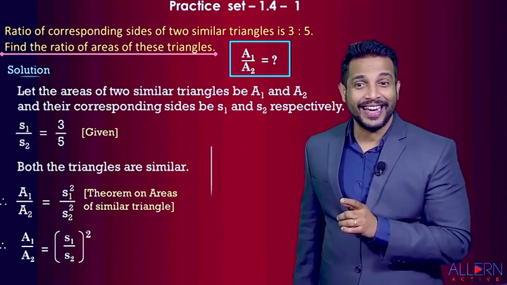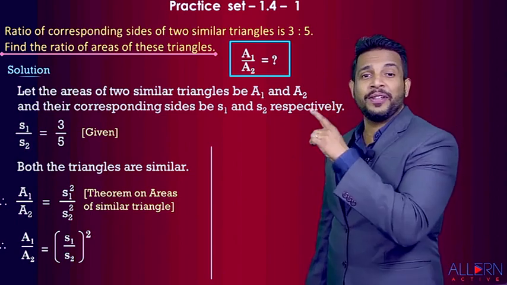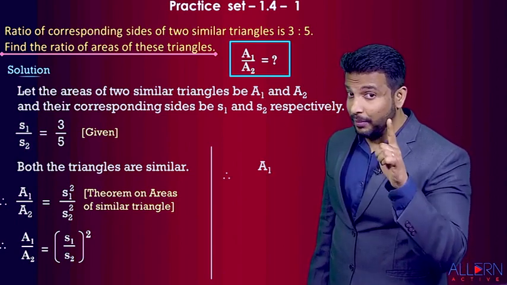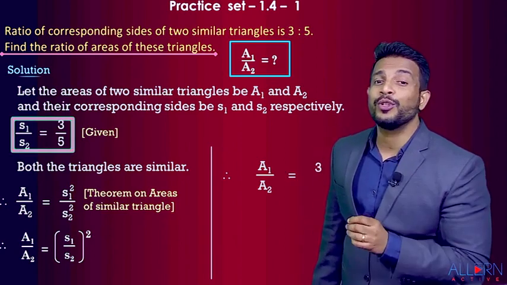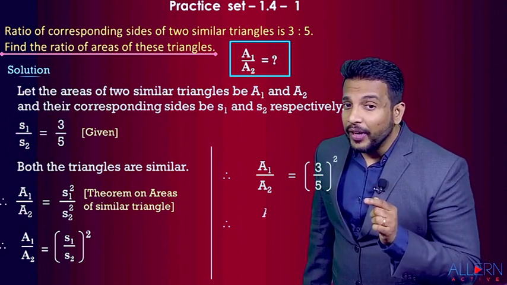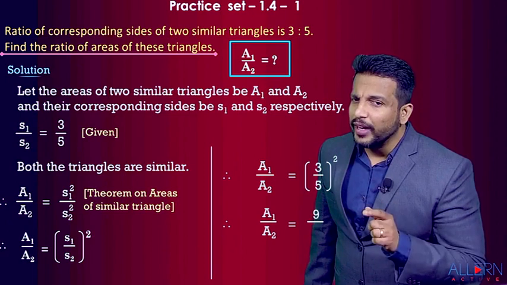Right? Now, is that clear? Now what we can do is, S1 upon S2 we know. How much is that? 3 upon 5. So let's substitute that value now. This is a very critical step. Very important. A1 upon A2 is equal to 3 upon 5 the whole square. Now we can substitute that value. Now what is A1 upon A2 equal to? Now it's so simple. 3 square is 9 and 5 square is 25.